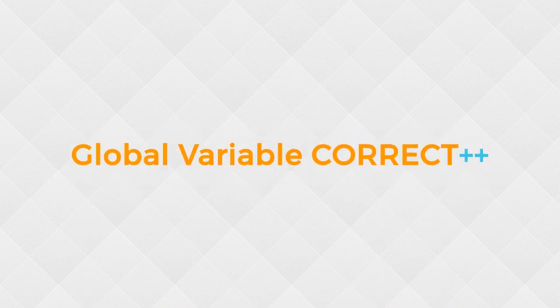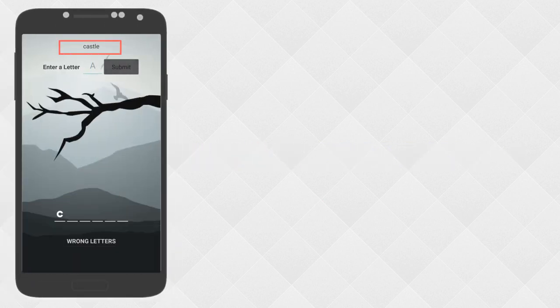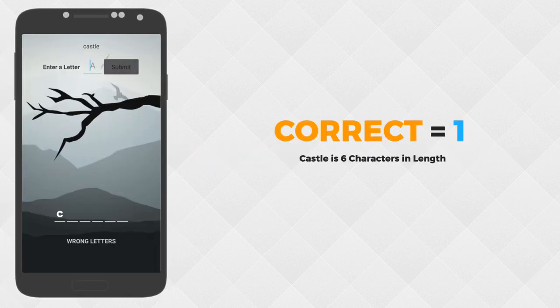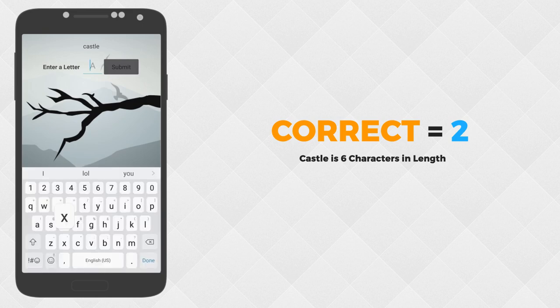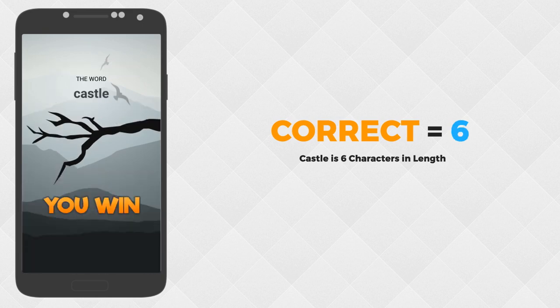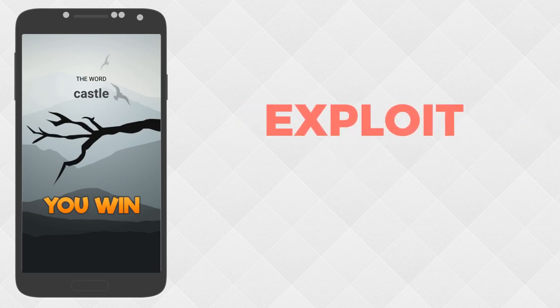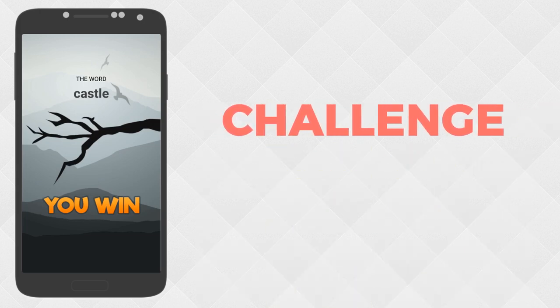Each time the user enters a letter correctly, the correct variable is incremented. So if the word is castle and the user enters C, then correct equals 1. If the user enters C again, you won't see a change on the screen, but correct will now equal 2, which means the user can enter C 6 times and win the game. This is what we call an exploit, something that was overlooked by the devs and can be used to cheat. So you always want to catch things like that. Your challenge for this example is to fix the exploit.